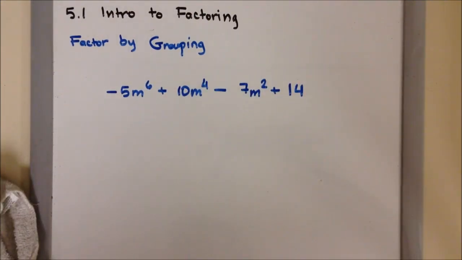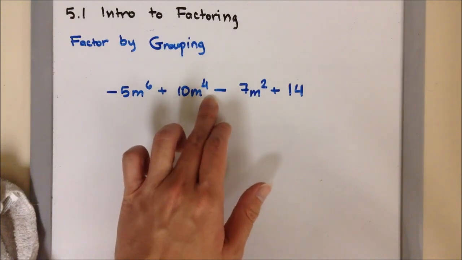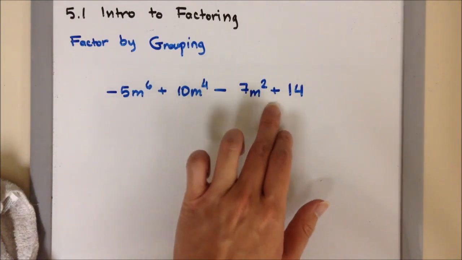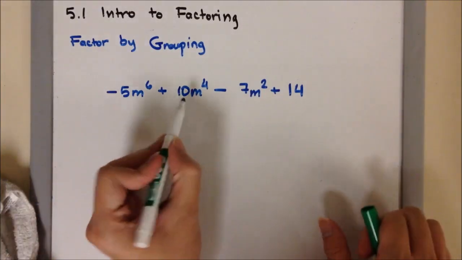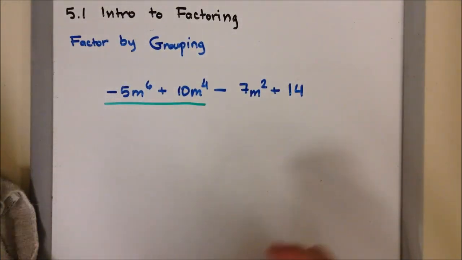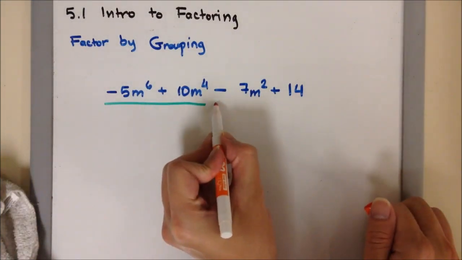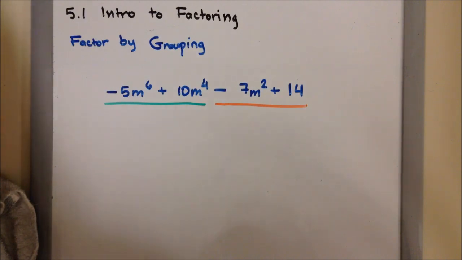In the second example, we have negative 5m to the 6th power plus 10m to the 4th power minus 7m squared plus 14. Alright, so I have 4 terms, so that's an even amount of terms. That means I'm going to factor by grouping. So I'm going to split into the left side and the right side. Let's start by looking for the GCF on the left side.